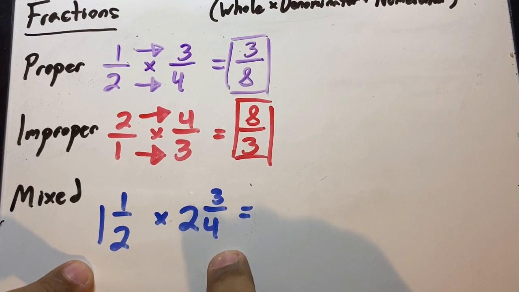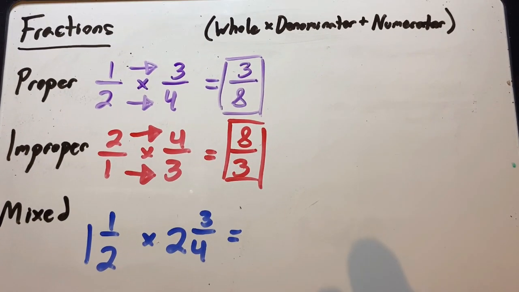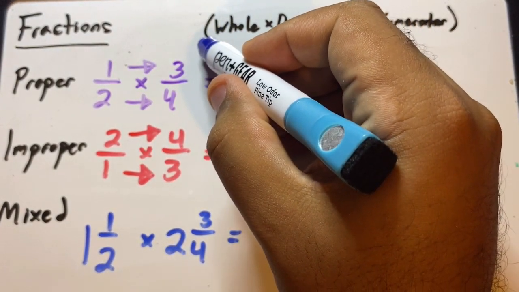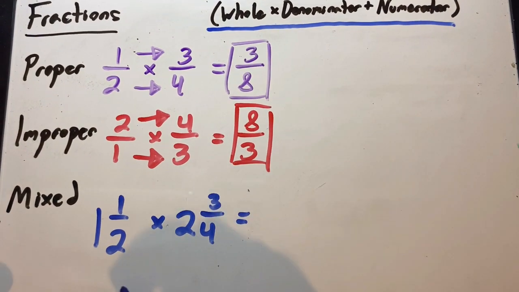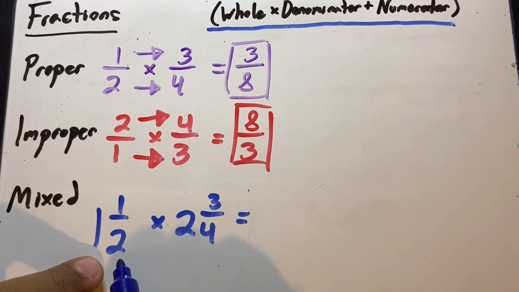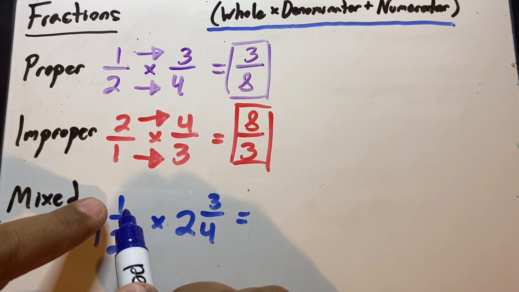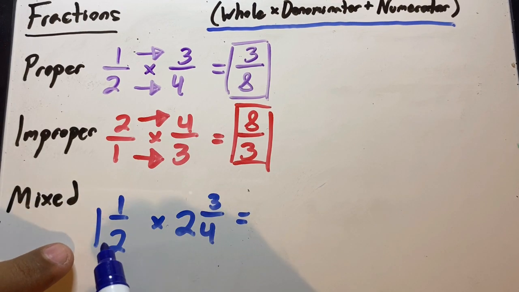To multiply these, they have to be converted into improper fractions. And for that, if you look above right here, you have to do the whole number times the denominator plus the numerator. So the 1 on the left side is the whole number, the 2 in the bottom is the denominator, and the 1 on top is the numerator. And then the same format for this one as well. But let's go with this one first.